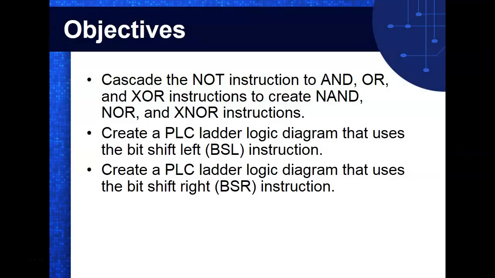So let's look at that. We can cascade NOTs and ANDs to get what? Yeah, it's your NANDs, your NORs, and your exclusive ORs. So that gives you all 5 logics. And of course, we're going to do this one. And then we're going to deal with a bit shift left and a bit shift right, which are some pretty neat instructions.